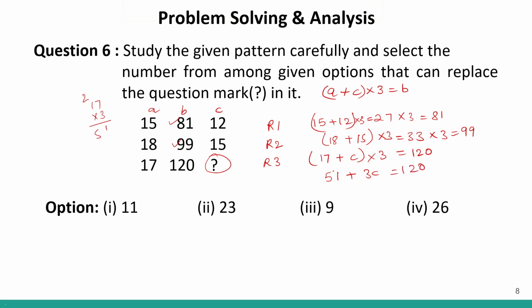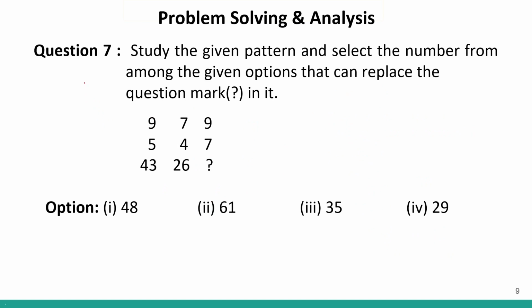Correct? Now, if I take this to that side, 3C will be equal to 120 minus 51. So 3C will be equal to how much? If I subtract 51 from 120, I'll get 69. So C will be 69 by 3, which is 23. So my correct answer will be 23, which is option number 2. So option number 2 is your correct answer.